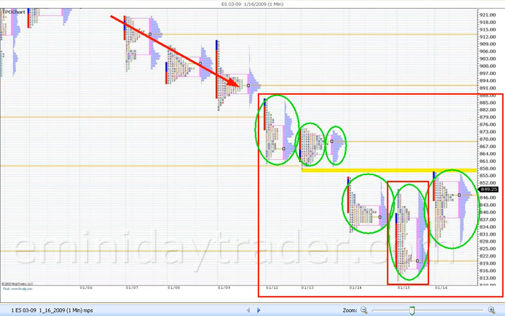So this will obviously be a resistance area still going into early next week. But if the market should trade above it, it could very well have another move higher, in which case the next major resistance would be quite a bit higher in the market, up and around this area in here, where we have the next gap up around 920.